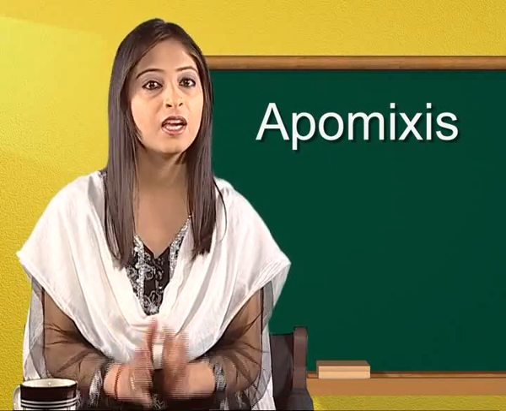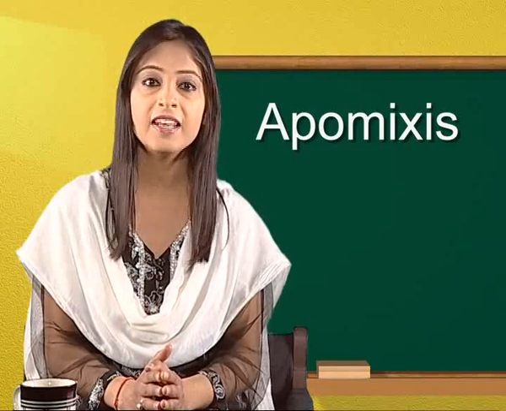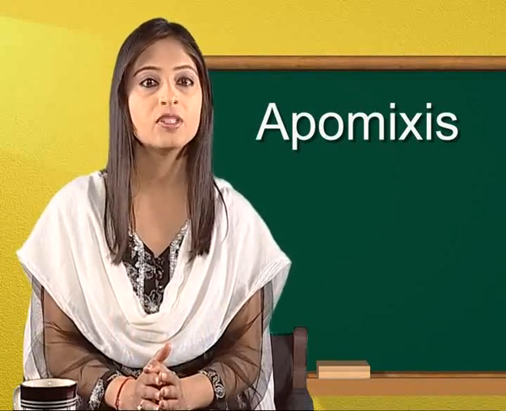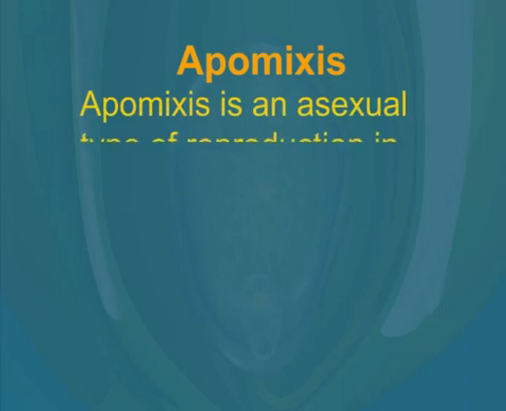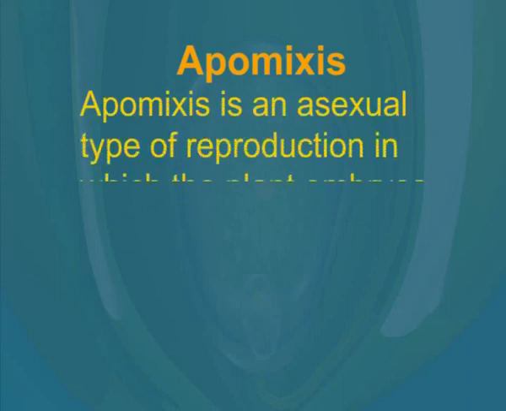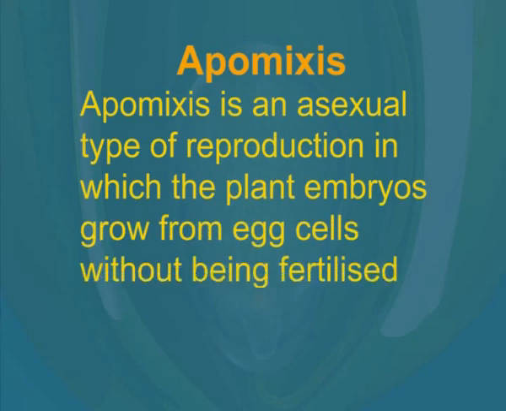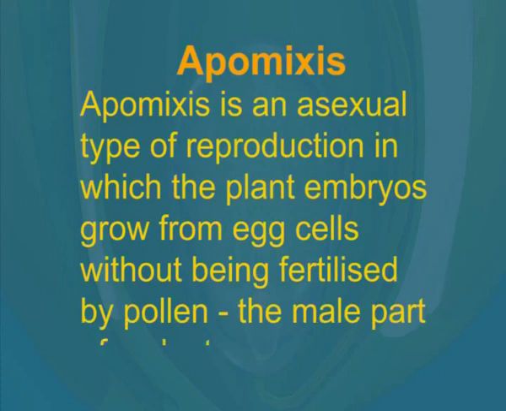Scientists are searching for technology to maintain hybrid traits for an indefinite period. Let's learn more about apomixis. Apomixis is an asexual type of reproduction in which the plant embryos grow from egg cells without being fertilized by pollen, the male part of the plant. Here, we can say that apomixis is a natural way of cloning plants through seed.